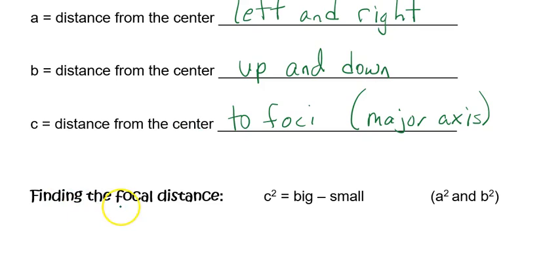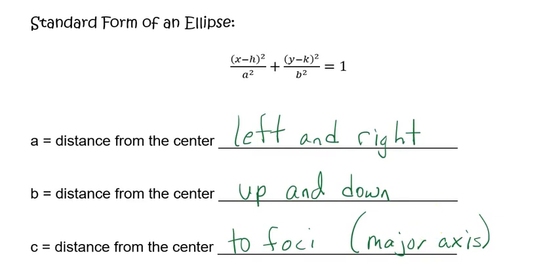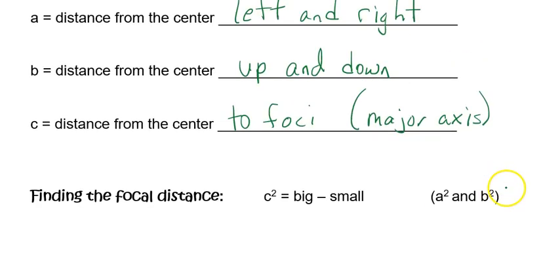Okay, so how do we find that focal distance? So the distance to those foci, that's C. There's an equation, and again, it's going to be written differently in a textbook, but I use C squared equals big minus small. The big and the small numbers are the a squared and b squared, which would be the bottoms of the fractions above. So if I come back up here, I'm talking about this number and this number. So whichever one is bigger, I'm going to do the big minus the small, and then I'm going to say C is whatever the root of that number is, because this is c squared.